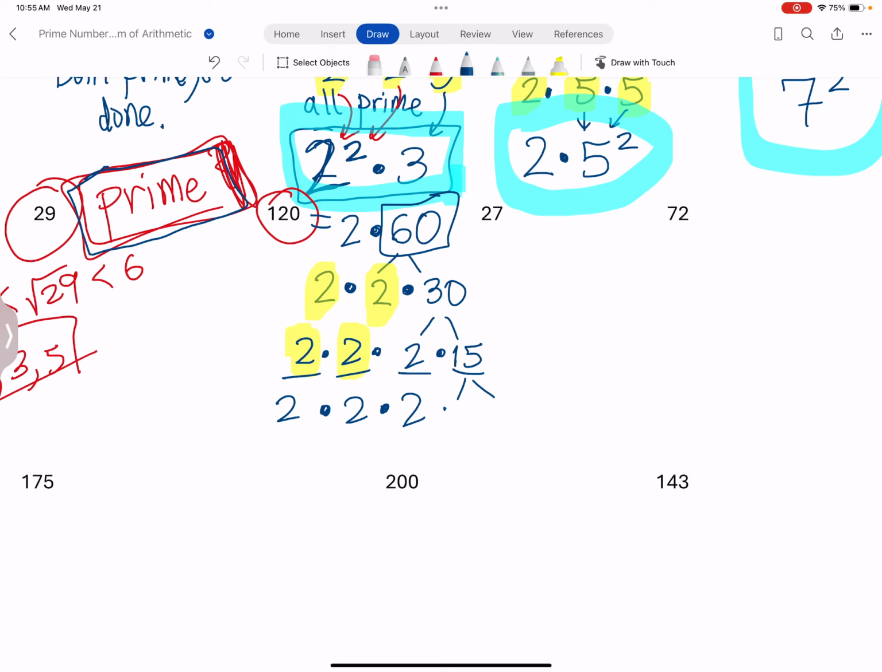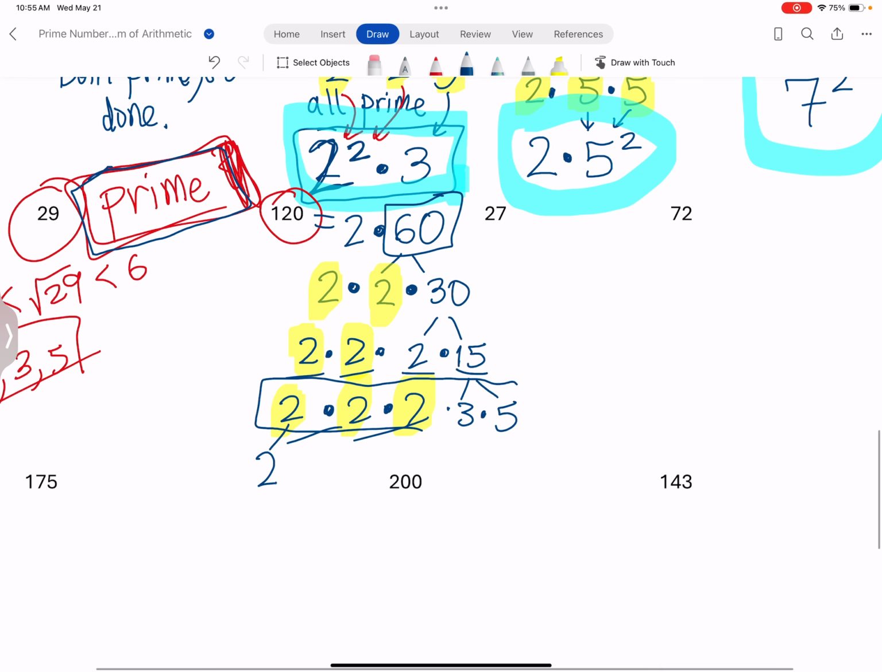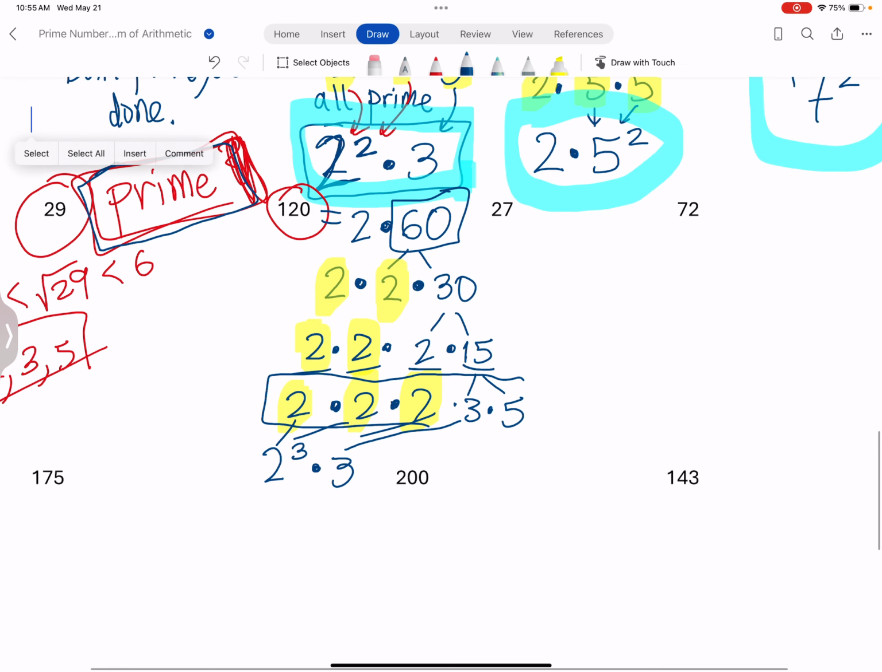What can 15 be? 2 doesn't go into it, so I'm going to forget about that guy. But 3 goes into it. 3 goes into it 5 times. And now I'm looking at all these guys. These are all prime, so that's good. But just to clean it up, I'm going to write all the like primes as a power. There are 3 2's, and then there's 1 3, so it's 2 to the 3rd power times that 3 times that 5. That's the one.